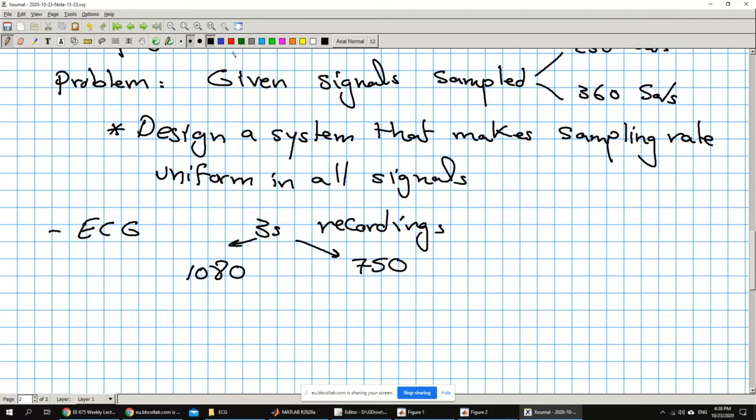Can we just take the first 750 samples and throw away the rest? Basically take the first 750 and throw away the remainder of the 1080 samples. What else can we do? Should we take the 750 samples and add zeros to them to reach 1080?